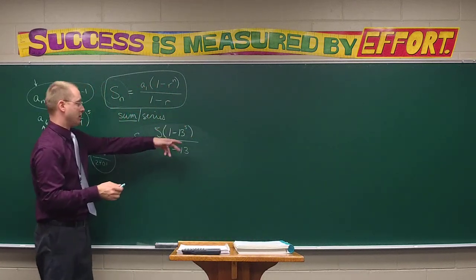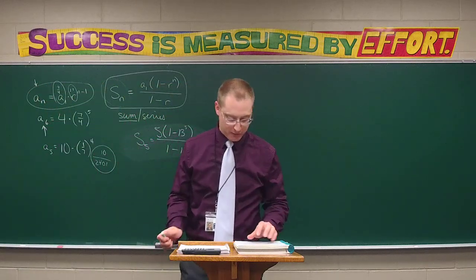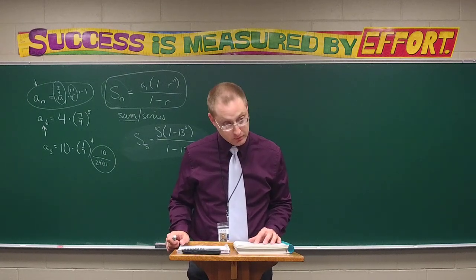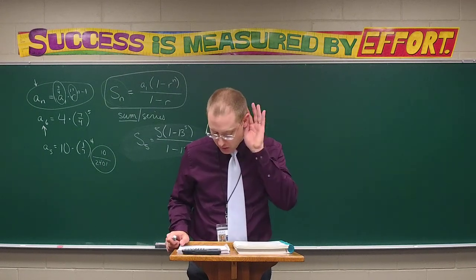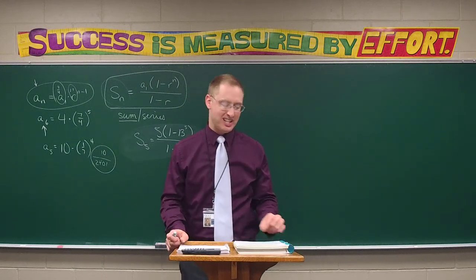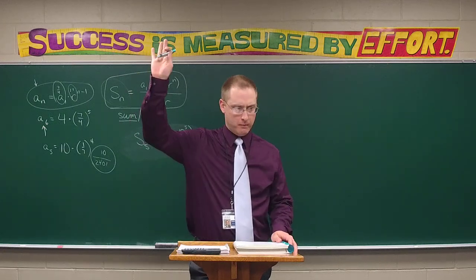So again, you're going to raise 13 to the 5th, subtract from 1, multiply by 5, put all of that over a negative 12. What do we get for the sum of those first 5 terms? Maddie? 154,705. Good, 154,705 is correct. How many have that for number 4?